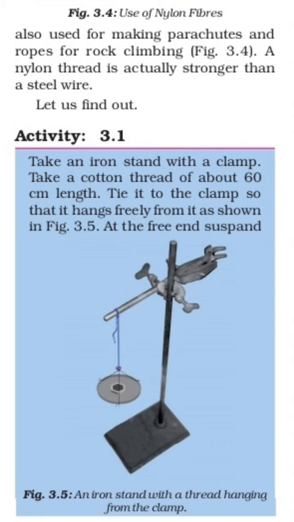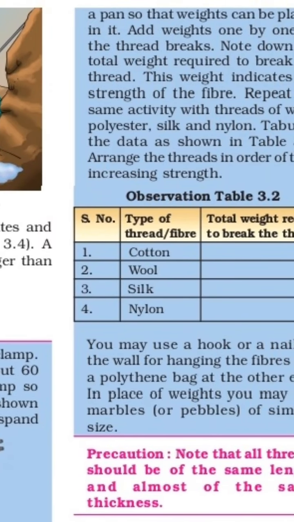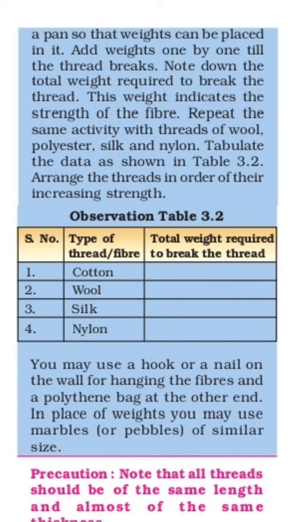We have to arrange all these materials in the proper way as shown in the figure. At the free end, suspend a pan so that weights can be placed in it. We have to add weights one by one in the pan till the thread breaks, and note down the total weight required to break the thread.